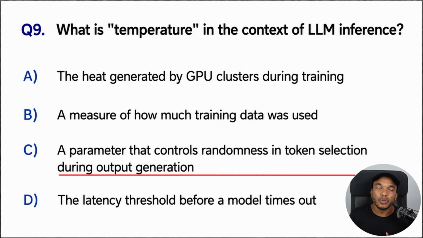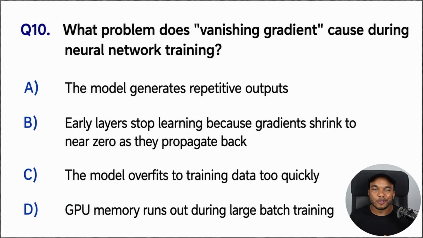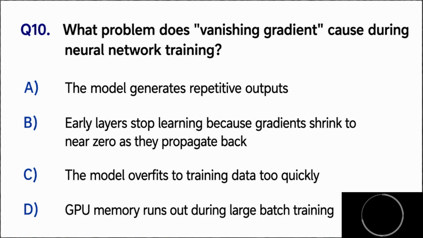And question number 10 to round up this intermediate section, what problem does the vanishing gradient cause during neural network training? Is it A, the model generates repetitive outputs? Is it B, early layers stop learning because gradients shrink to near zero as they propagate back? Or is it C, the model overfits to training data too quickly? Or maybe even D, the GPU memory runs out during large batch training? Good luck, your timer begins now.